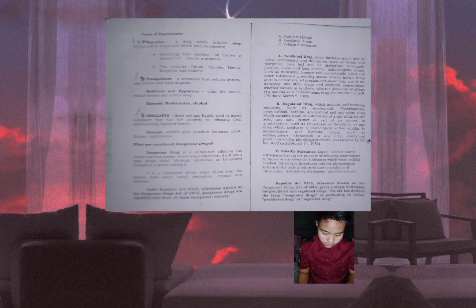kerosene, paint thinner, naphthalene. So, what are considered dangerous drugs? Dangerous drugs is a substance affecting the central nervous system, which when taken into the human body brings about physical, emotional, or behavioral change in a person taking it. It is a substance which, when taken into the human body, alters mood, perception, feeling, and behavior.